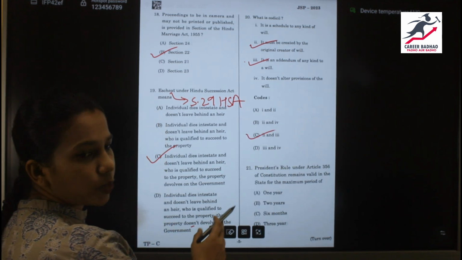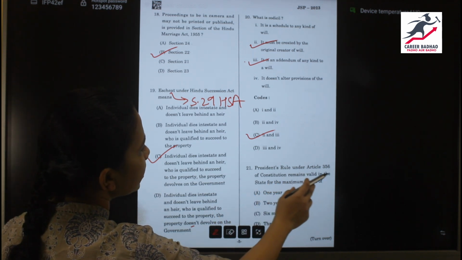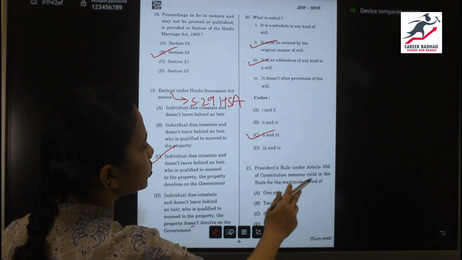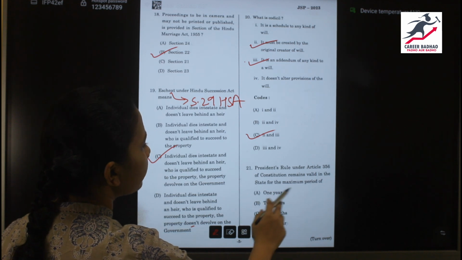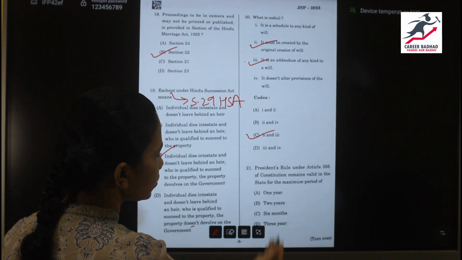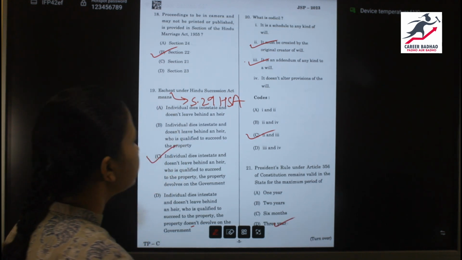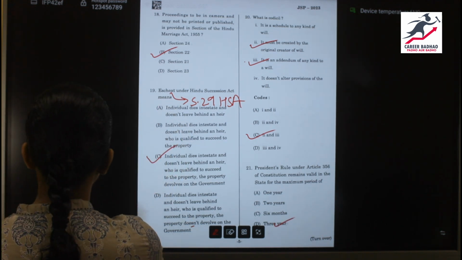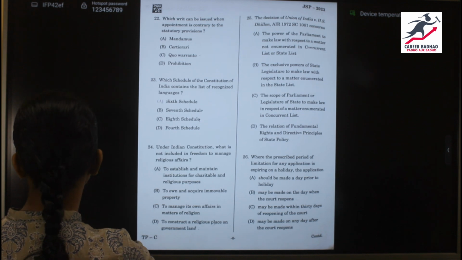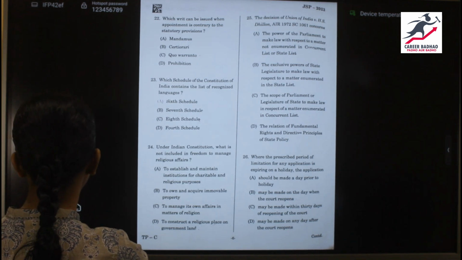Let's move to question number 21. President's rule under Article 356 of the Constitution remains valid in the state for a maximum period of. This is also a direct question. So the correct answer is option D, that is 3 years. Let's move to another. Okay, we just left this question. Let's move to question number 22.